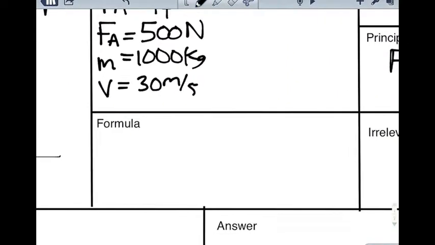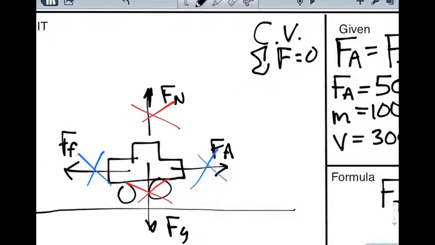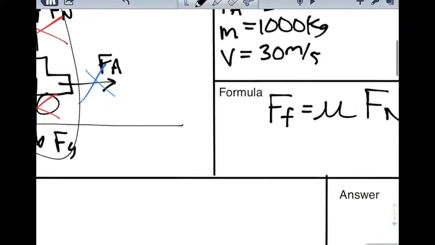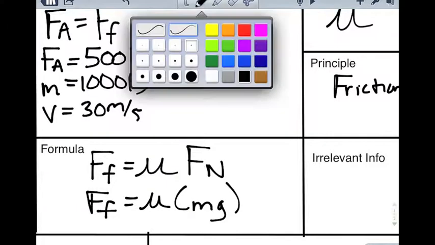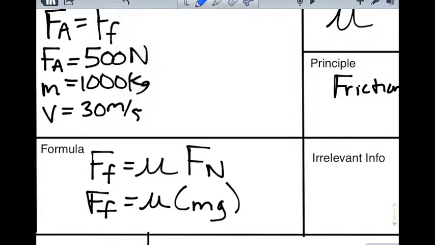So we look at our formula. The force due to friction is equal to the coefficient of friction times the normal force. Now remember, if we go back to our original diagram, we said that these two things are equal. So in our particular case, the normal force is equal to the mass times the gravity. So the formula we're going to use is the force of friction equals the coefficient of friction times the mass times the gravity. Now we take a look at our information and what we're trying to solve for, and see if it works out.